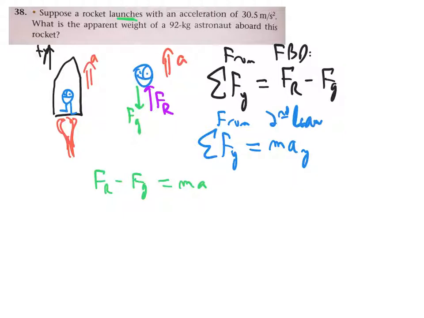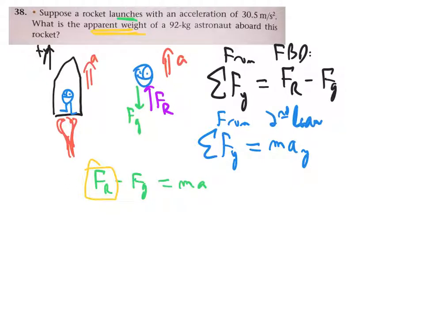It's the force of the rocket against the astronaut that's going to be the apparent weight. This is going to be the thing we're actually looking for, because the astronaut can't feel the Earth on him. He doesn't feel his actual weight. Instead, he feels the force against him that stops him from falling. That's how we interpret our weight.